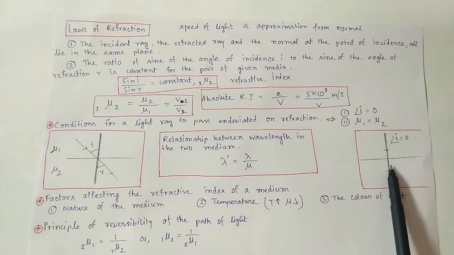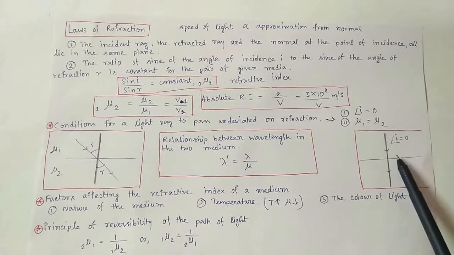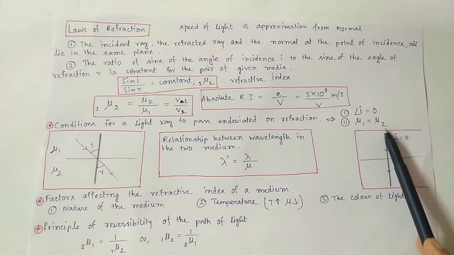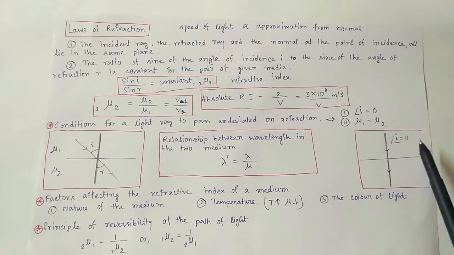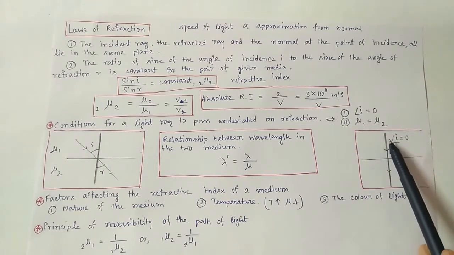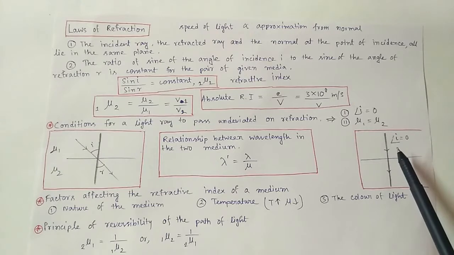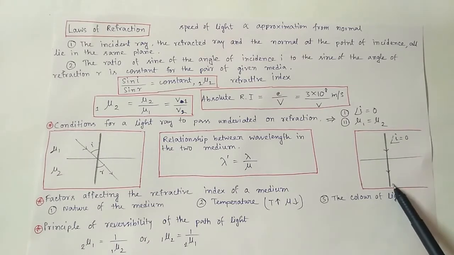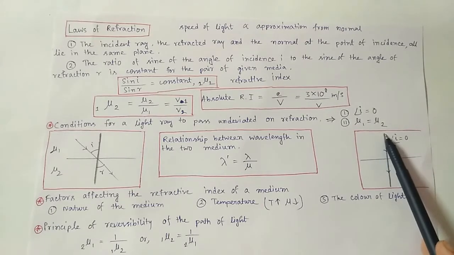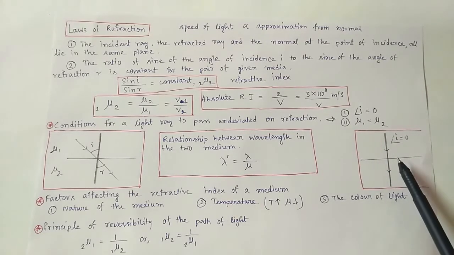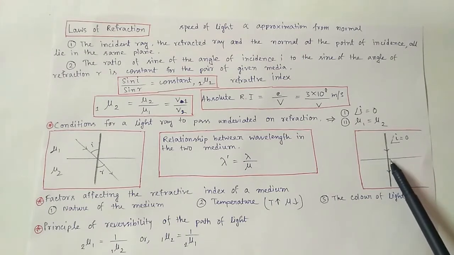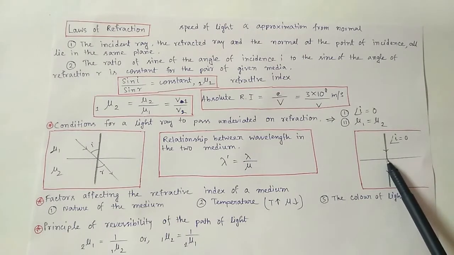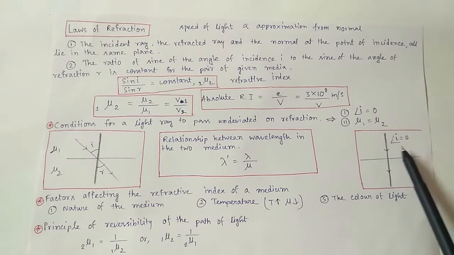So for example, just look at this thing that I have told you just now, that light is incident normally on the surface, on the boundary between two media. In this example, you will find that this is the incident ray, and this is the refracted ray and the normal. Are you seeing the normal? This is along this line. So the normal at the point of incidence, this is the point of incidence, all lie in the same plane.